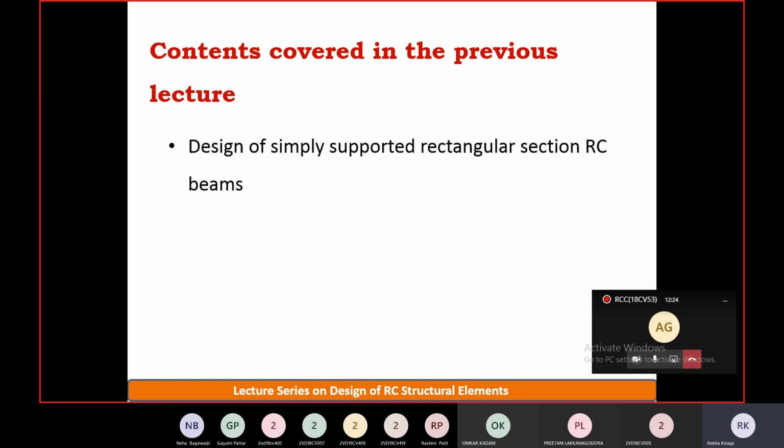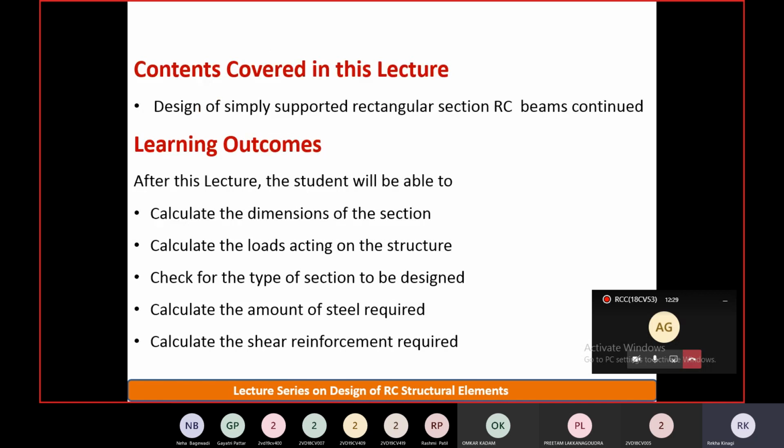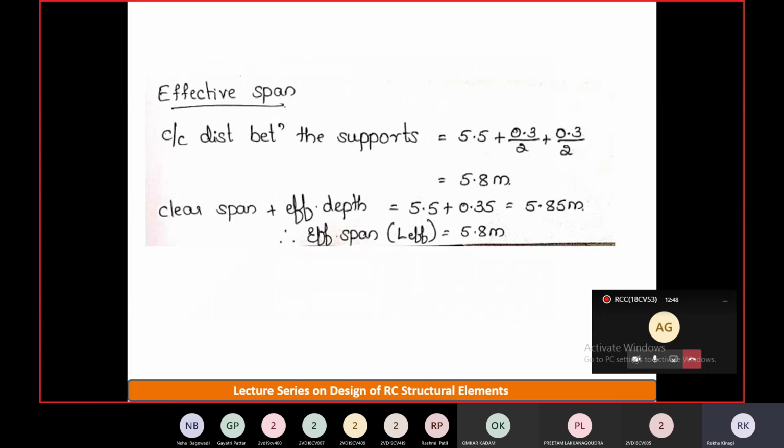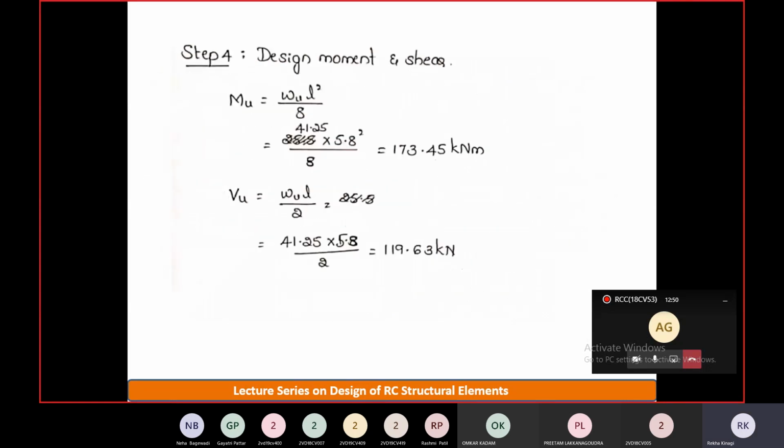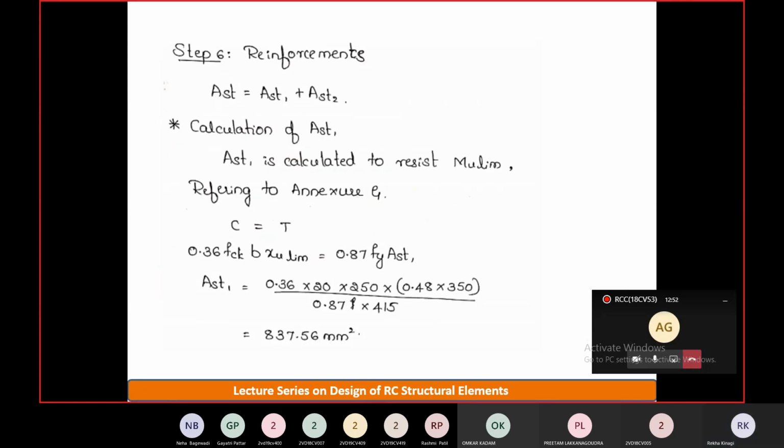And we also calculated the value of Ast, that is both Ast1 and Ast2. Now in today's session we are going to calculate the shear reinforcement required. Along with that we are going to check for the deflection and then discuss the detailing of a doubly reinforced rectangular section beam. All these parameters of the previous session were checked and solved there itself, and here is a brief recap.